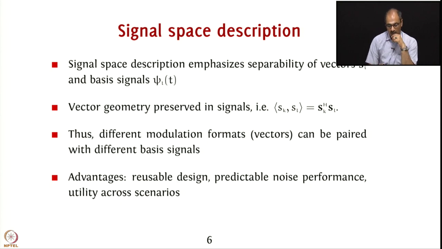Because the vector geometry is preserved when you go to signals. That is, overlap of Sk and Sl of t is the same as Sk Hermitian Sl. In other words, the inner products are preserved when you go from vectors to signals. Therefore, as we just mentioned, different modulation formats can be paired with different basis signals depending on application, which is why often you shall see that the most common modulation formats are repeated depending on which application you use. For example, the same format may be very useful in wireless systems, in wired systems, in underwater systems, in acoustic systems, because all you need to do is to change the appropriate basis signals. So you have reusable design, and as we shall see, predictable noise performance, and you can use the same design across a large number of scenarios.